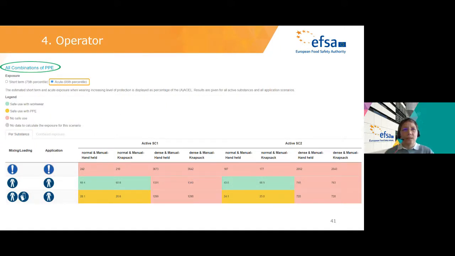you can see all combinations of PPE. So the first table was the minimum level of protective equipment needed to have a safe exposure, but then below you have the results presented for all combinations of protective equipment. And then you have to choose if it's for short-term exposure or acute exposure. In this case, I've chosen acute exposure, and you see the table of results. In this case, there is not a lot of equipment, because only with workwear and gloves we could reach an exposure below the AOEL for the first uses, for the first application techniques. And next slide, please.